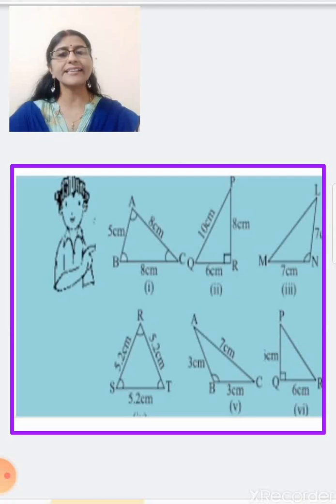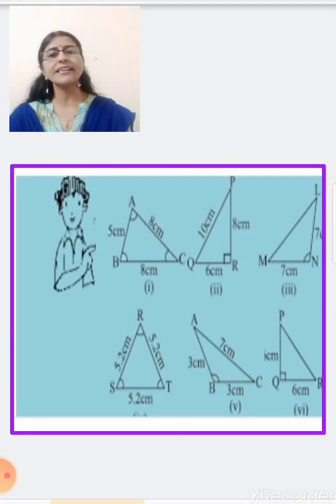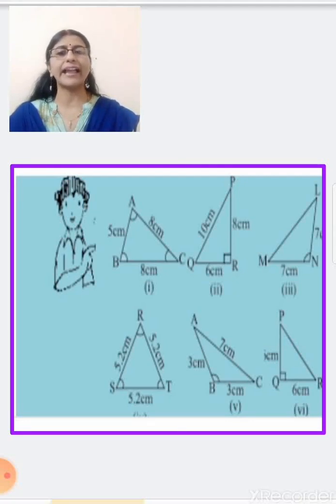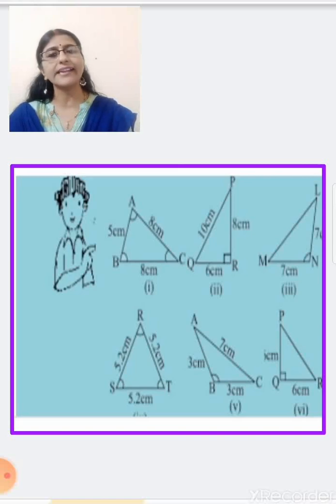Same way we'll see the next example. Here you can see all the sides are equal. In triangle RST, all the sides are equal. So all the angles also will be equal. So this is an equilateral triangle.